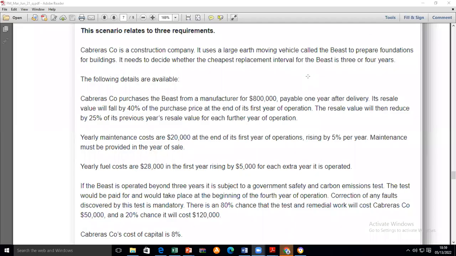So you're all welcome to our class now. And today we want to practice yet another question on investment appraisal. So let's go through the facts of the question.